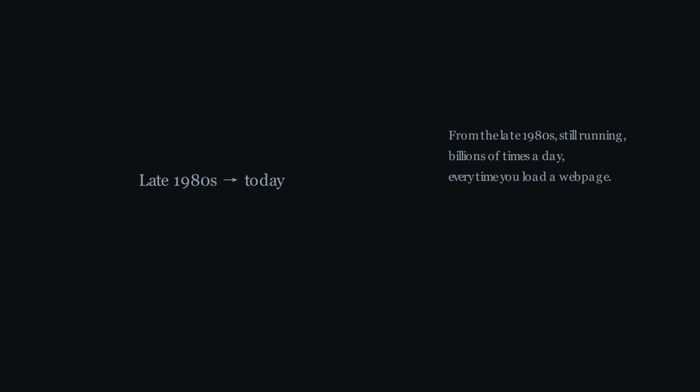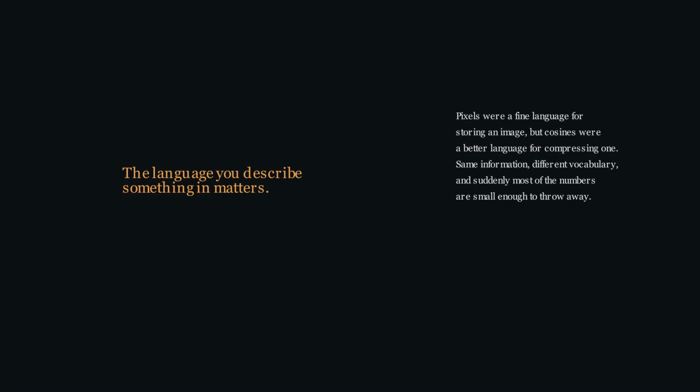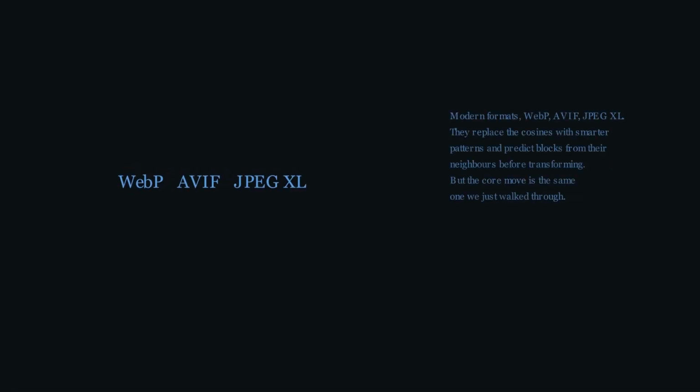From the late 1980s, still running billions of times a day every time you load a web page. It's kind of amazing how much of it comes down to one idea, that the language you describe something in matters. Pixels were a fine language for storing an image, but cosines were a better language for compressing one. Same information, different vocabulary, and suddenly most of the numbers are small enough to throw away.